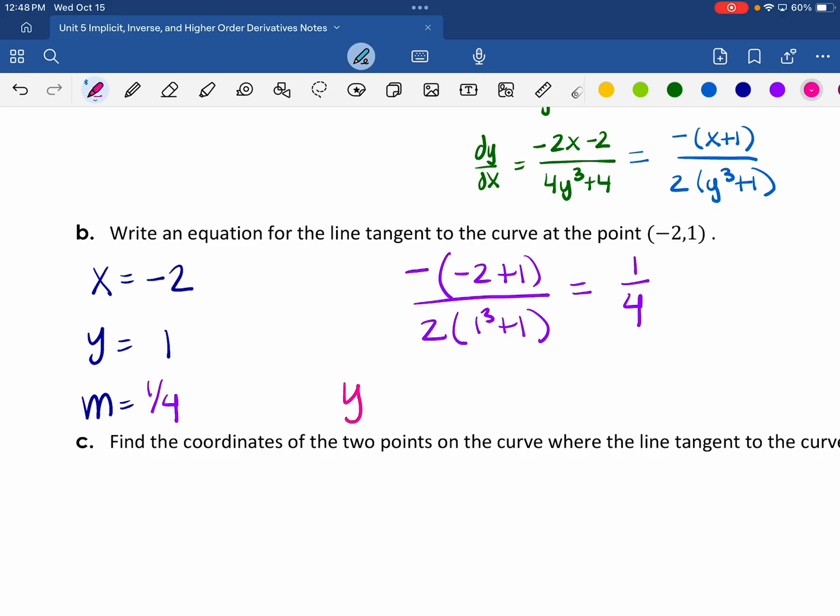And so I'm going to write the equation of the tangent line. So y minus [y1] equals [m](x minus [x1]), which is 1/4 x plus 2. All right, so let's talk about the simplifying real fast.